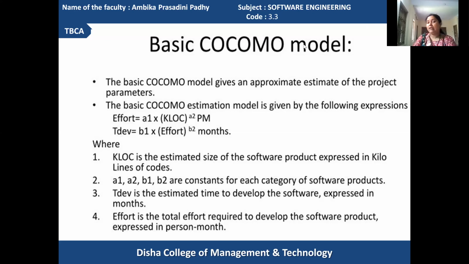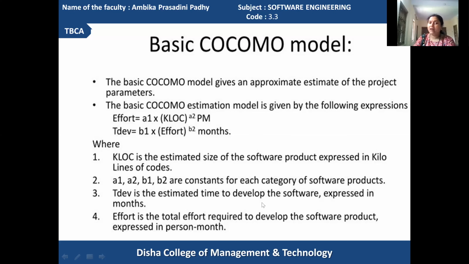Got it? Using the basic COCOMO estimation model, you can identify the effort, time and cost. For that, certain mathematical formulas are used, and the expressions are specified here. Effort equals A1 times KLOC to the power A2 PM. PM means person-months, the persons engaged in work in a month. Accordingly, the effort is calculated.